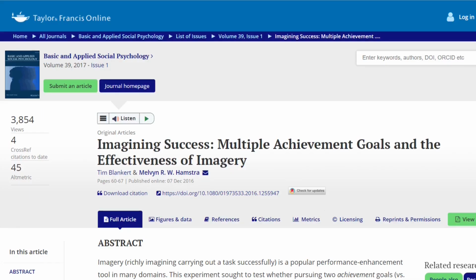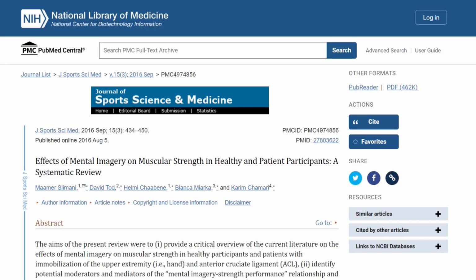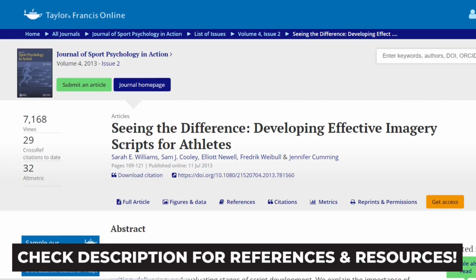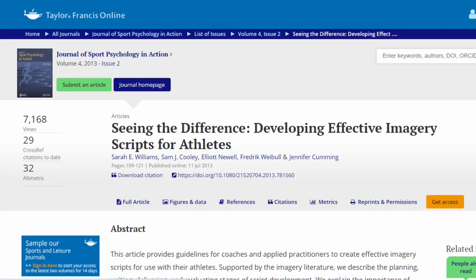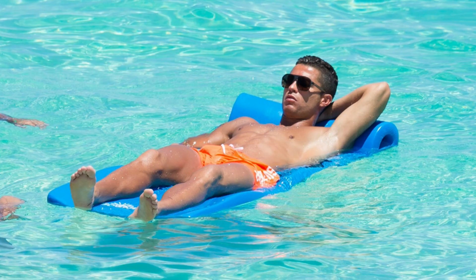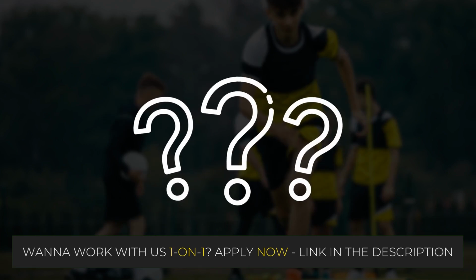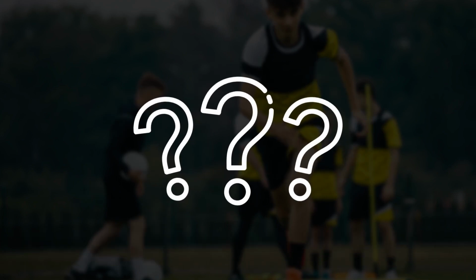The research on visualization and its effectiveness in improving sporting performance is really positive, not only in football but also across other popular sports, with athletes like Cristiano Ronaldo and Michael Phelps using such practices to become masters at their crafts. Now, the other component of that quote-unquote magic tool is cognition.